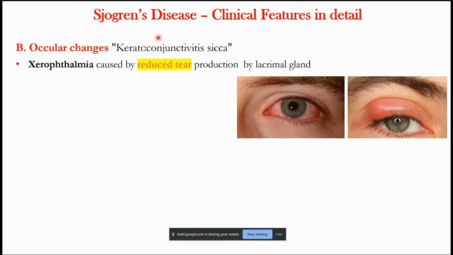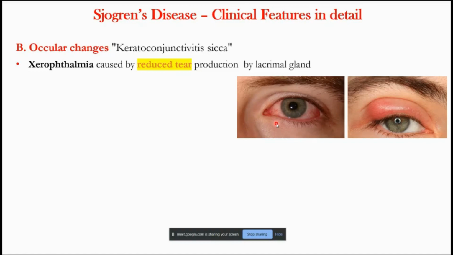So next we are going to the ocular changes. The ocular changes, like I said, is keratoconjunctivitis sicca, because it's the conjunctivitis which happens here, and the eyes are dry. That's why the term sicca. So this dry eye or xerophthalmia is caused by a reduced production of tears by your lacrimal glands. As you know, the lacrimal glands are present around here, and they produce tears so that there is a thin film of tear always covering your eye so that it's not dry.